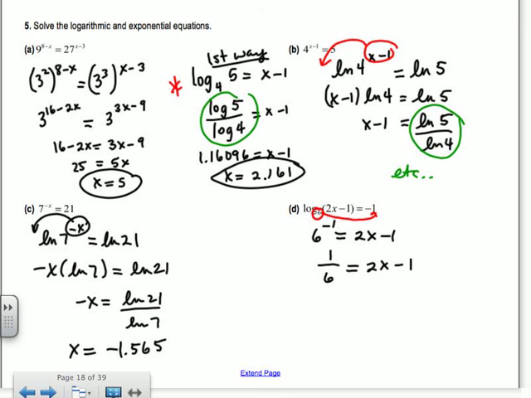So do 1 over 6, add 1, divide by 2. Oh, I hit the wrong button. Yeah, 7/12. Or you could have 0.583.